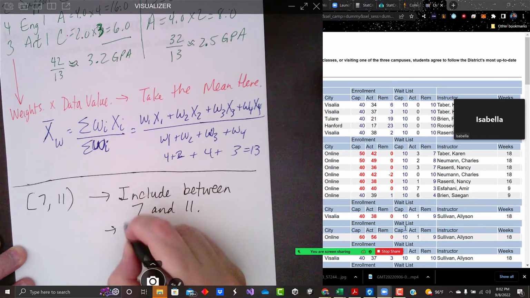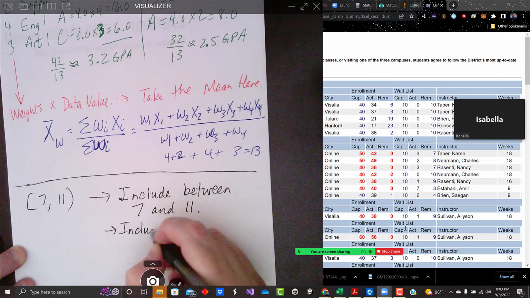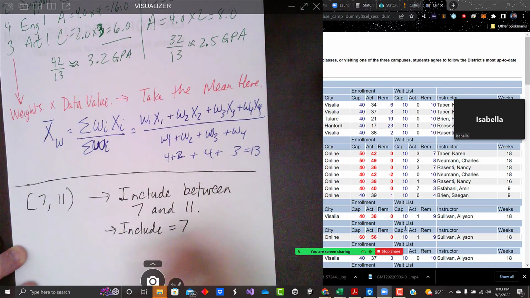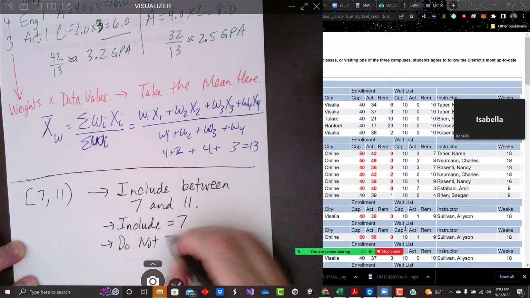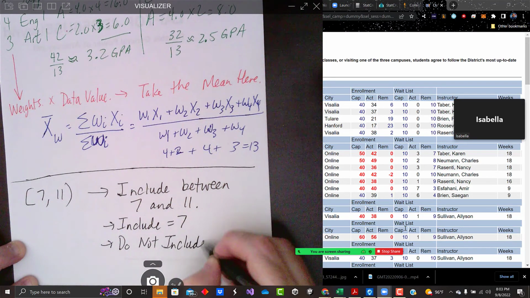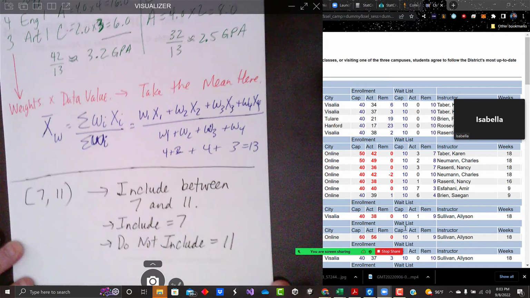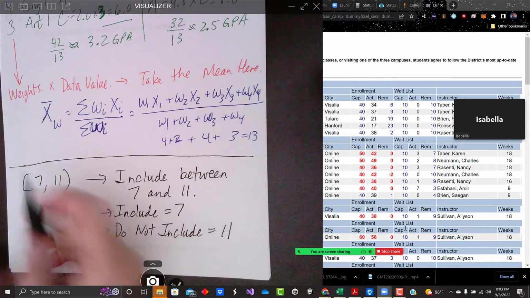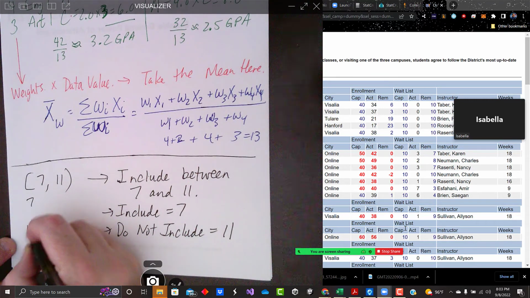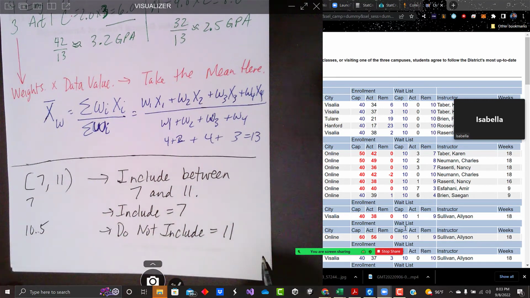Also include 7, all values that are equal to 7. Do not include values equal to 11. An example of those would be, in the shoe sizes, 7 up to 10.5. We don't actually include the 11s.